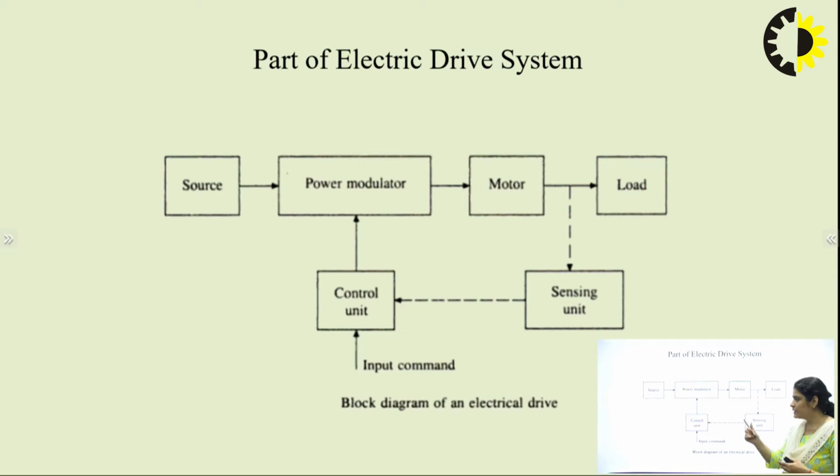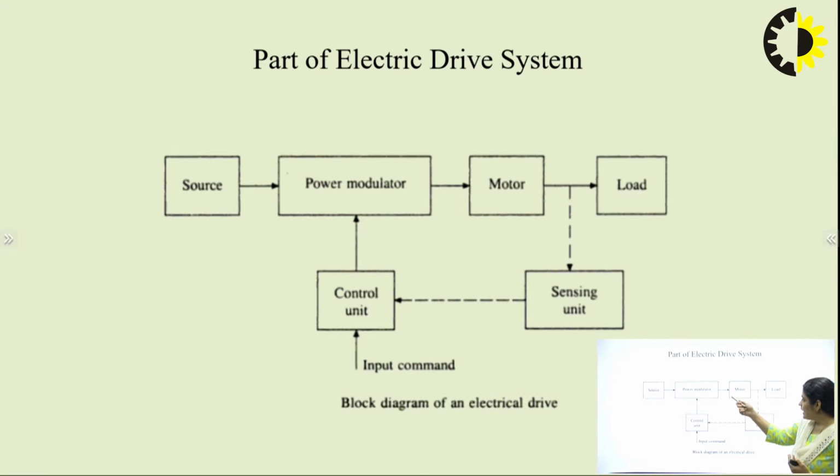Suppose the motor is AC, so you need an AC input to the motor. So the power modulator should be such that it provides the AC voltage depending upon the load requirement. It can be a DC to AC converter or an AC to AC converter, depending upon the availability of the source. If the source is DC and the motor is AC, you need a DC to AC converter, and if the source is AC and the motor is AC, you need an AC to AC converter.